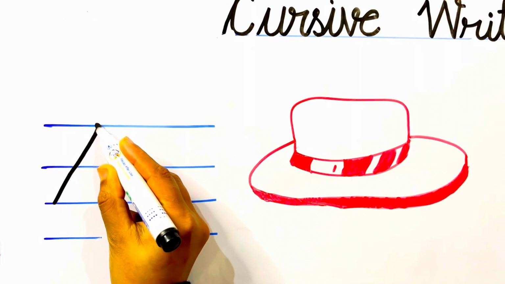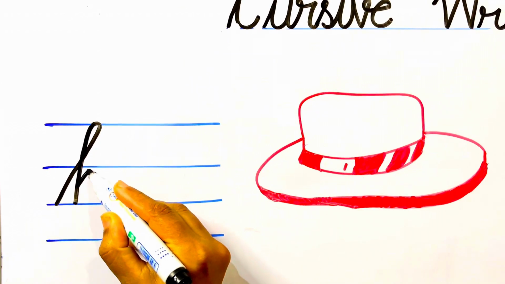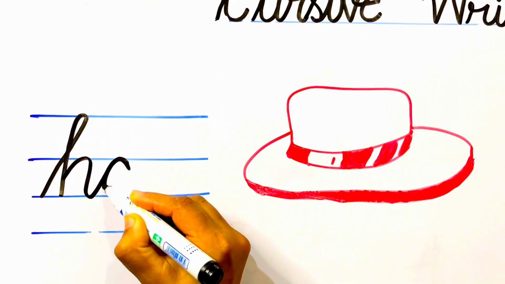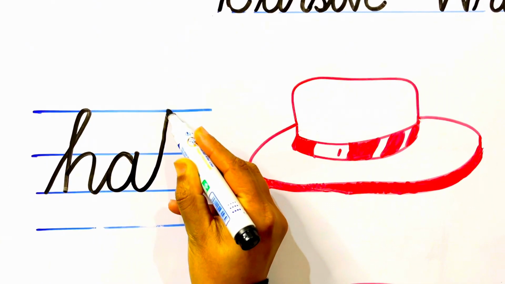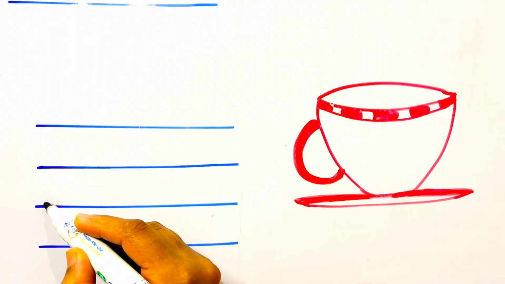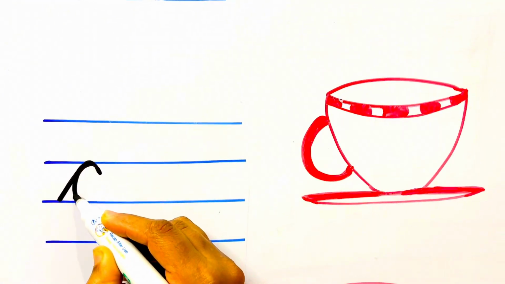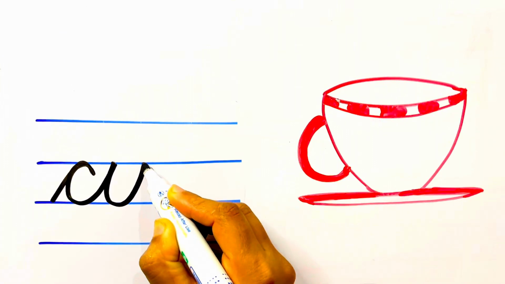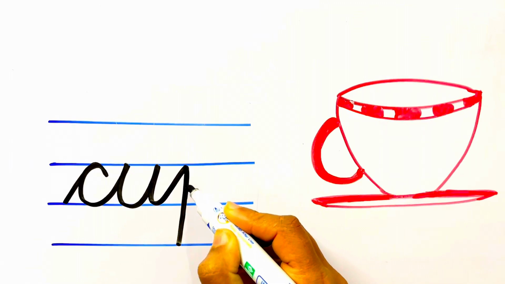First we will write the word hat. H tails join with the slant line of A. Then A tails join with the slant line of T. Now we will write the word cup. C tails join with the slant line of U. Then U tails join with the slant line of P.